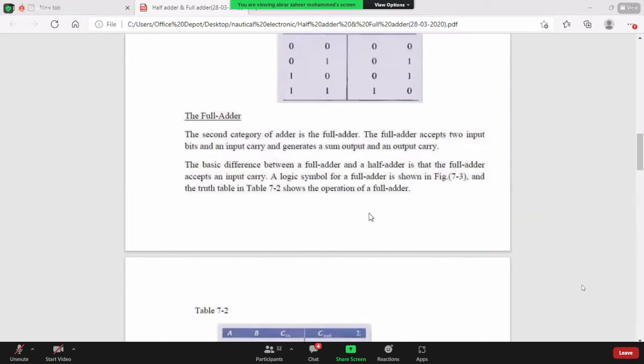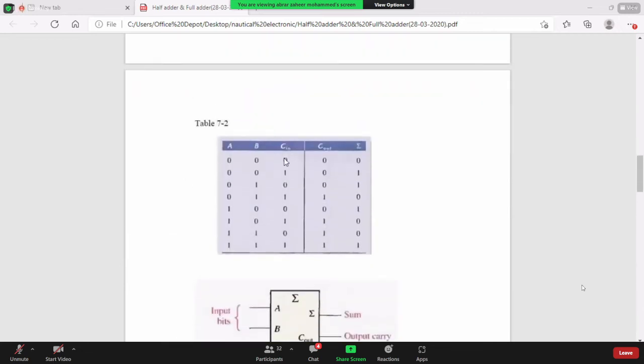You can see the logic symbol for the full adder, and the truth table shows the operation. Here we have three inputs, A, B, and C in, and two outputs, Cout and the sum. For A, B, and C in equal to 0, 0, 0, the sum is 0 and carry is 0. Then for 0, 0, 1, A is 0, B is 0, and C in is 1.